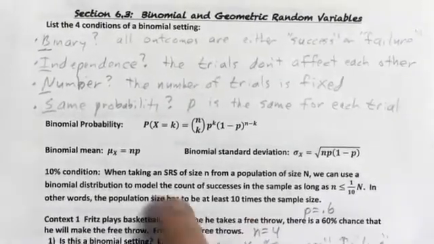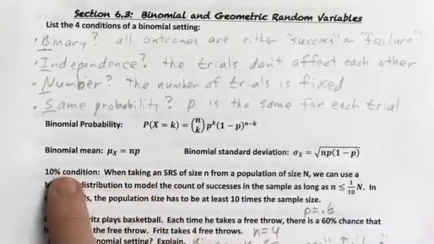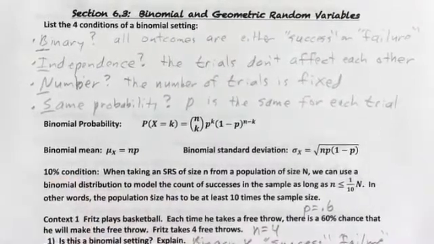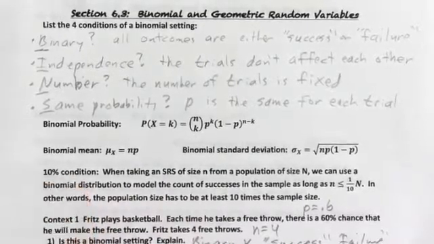And then one condition that's going to be important at some point is that your population size has to be at least 10 times your sample size. In other words, whenever you're sampling from a population, just make sure that in the 10% condition, your sample size can't be more than 10% of the population.